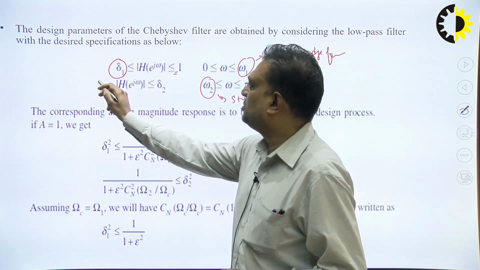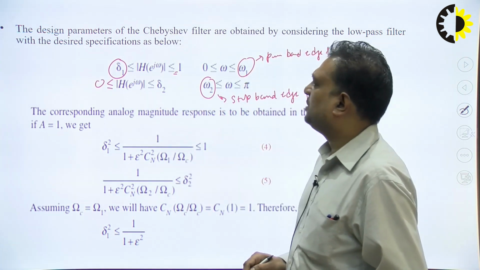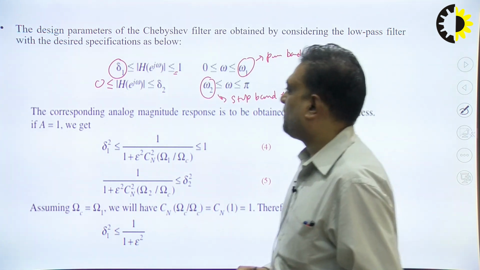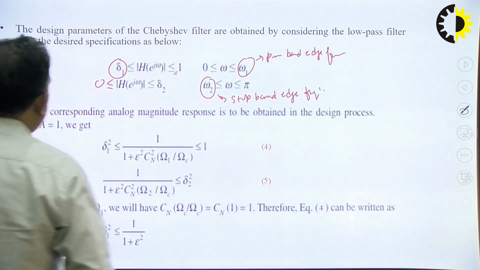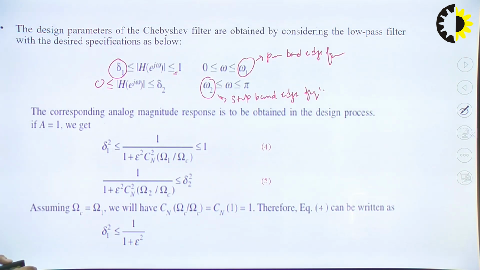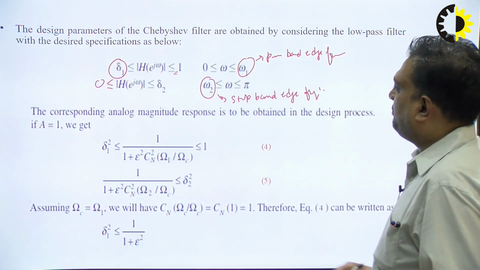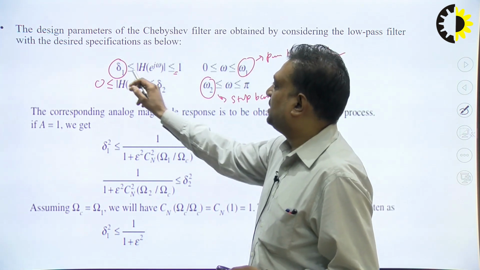If there is a confusion, you can also write it like this: mod of H(e^jω) less than delta 2. Okay, so the corresponding analog magnitude response is to be obtained in the designed filter if A equals 1. So we are assuming that the value of A is equal to 1, and what we will do is basically square both sides.